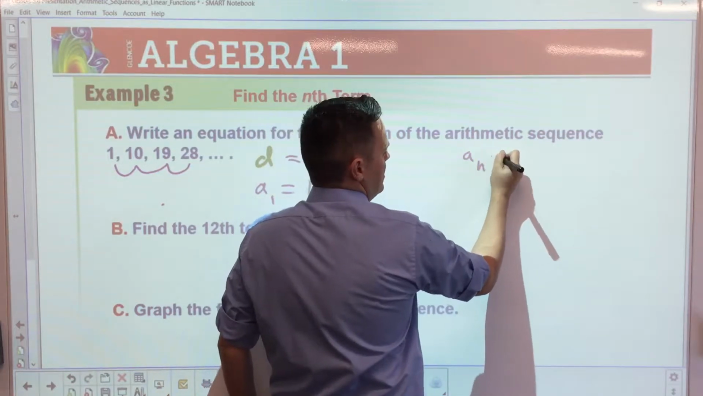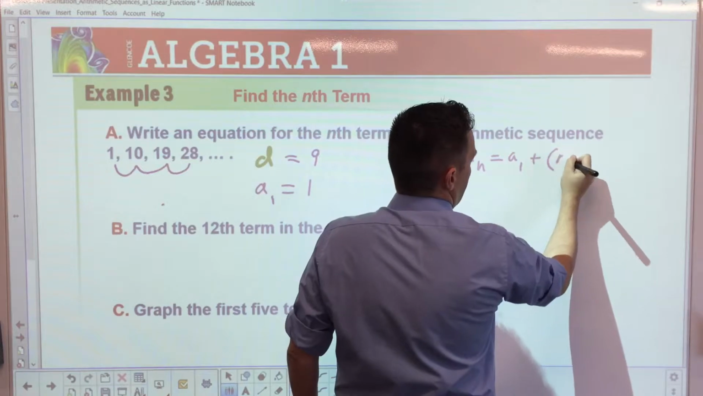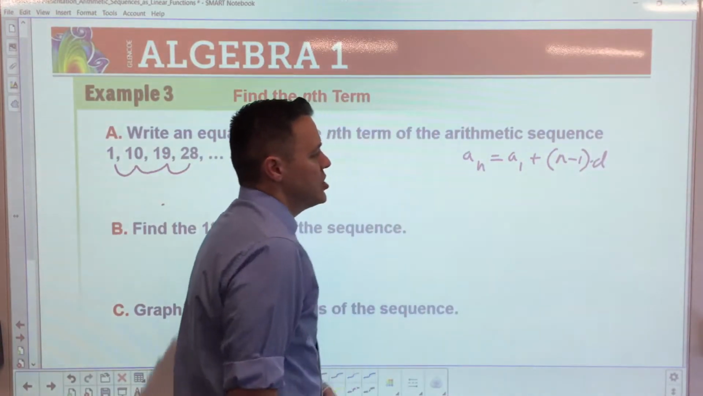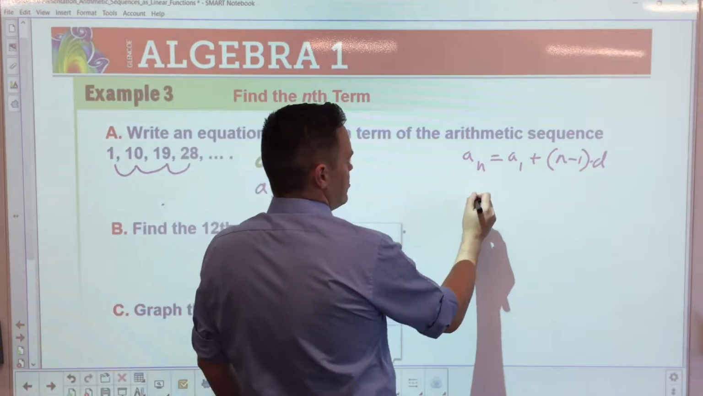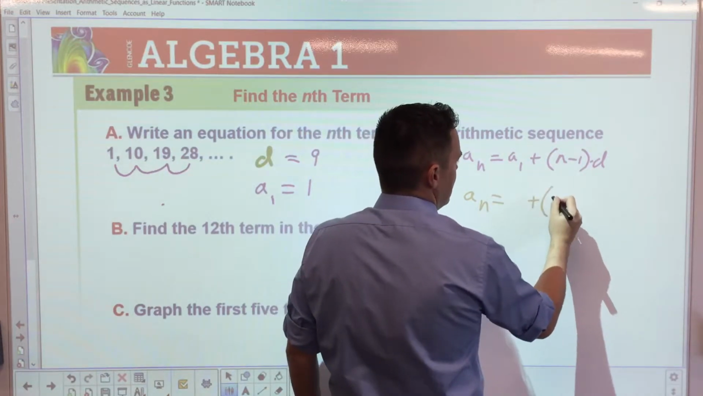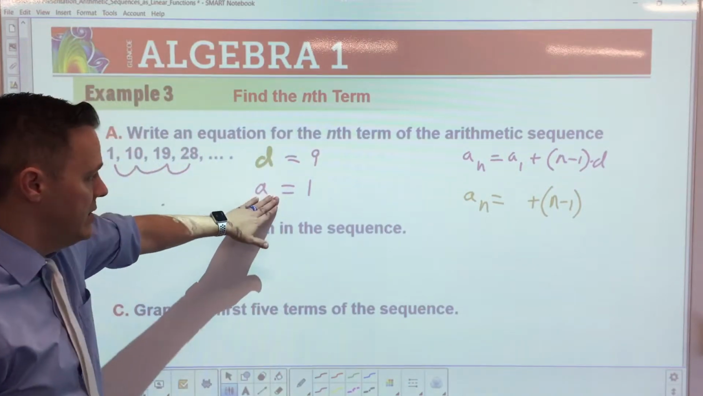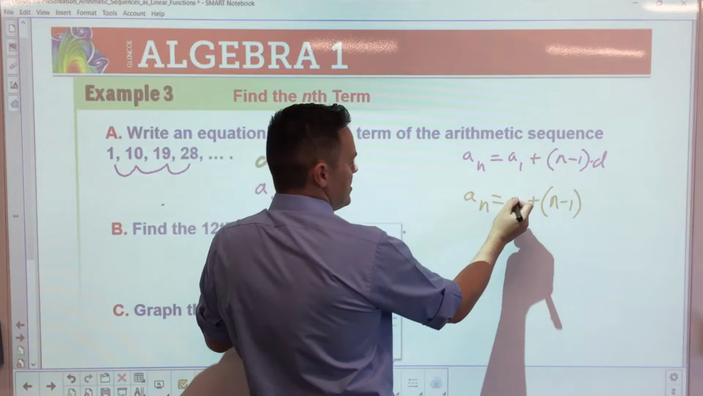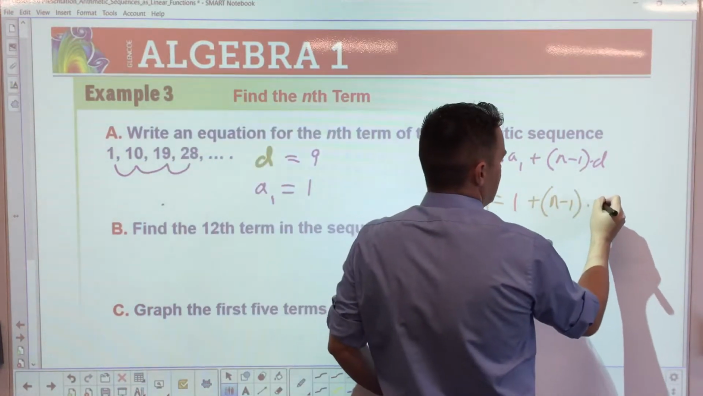So it's an equals, remember, here's the equation, a1 plus n minus 1 times d. What can we drop down? Well, we know right away we can drop down the an equals, the plus, and the minus 1. Now what is the a1? In this case, ladies and gentlemen, so I'm going to change the color again, it is 1, so that would drop down. What is the d? Times 9.